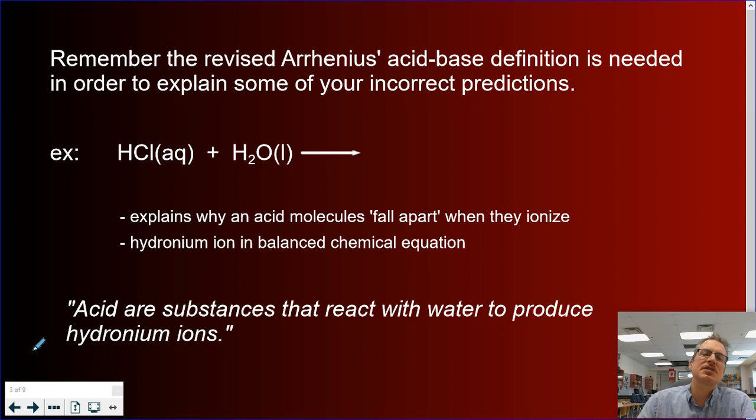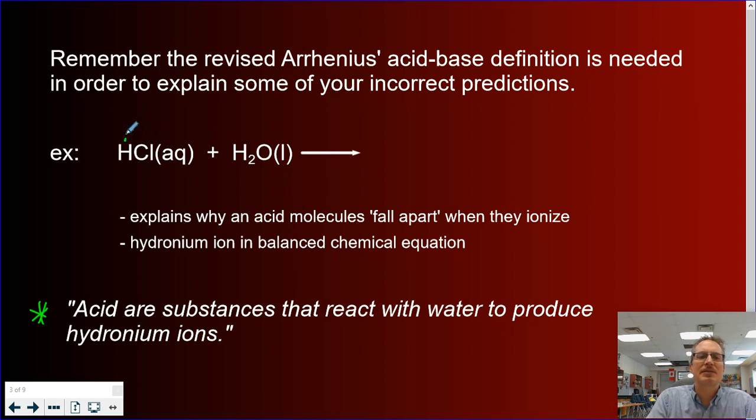So I want us to remember that the revised Arrhenius acid-base definition is needed in order to explain some of those incorrect predictions that we made. So I'm going to start with a correct prediction. I'm going to start with HCl and remind us of the definition. Now, the definition is down here again. Acids are substances that react with water to produce hydronium ions. So here's my acid reacting with water.